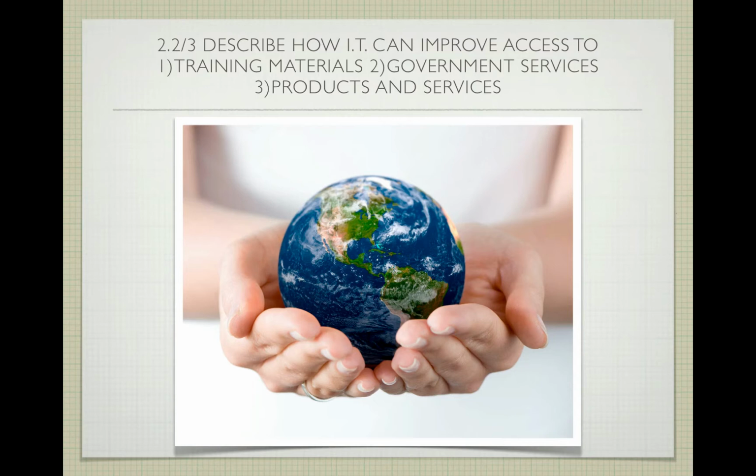And this is a similar area, but describe how IT can improve access to training materials, government services, and products and services in general. For the first one, training materials, you just have to look at the World Wide Web. It's just full of information. There are also things like virtual learning environments that we use, so people can log on and upload their work.